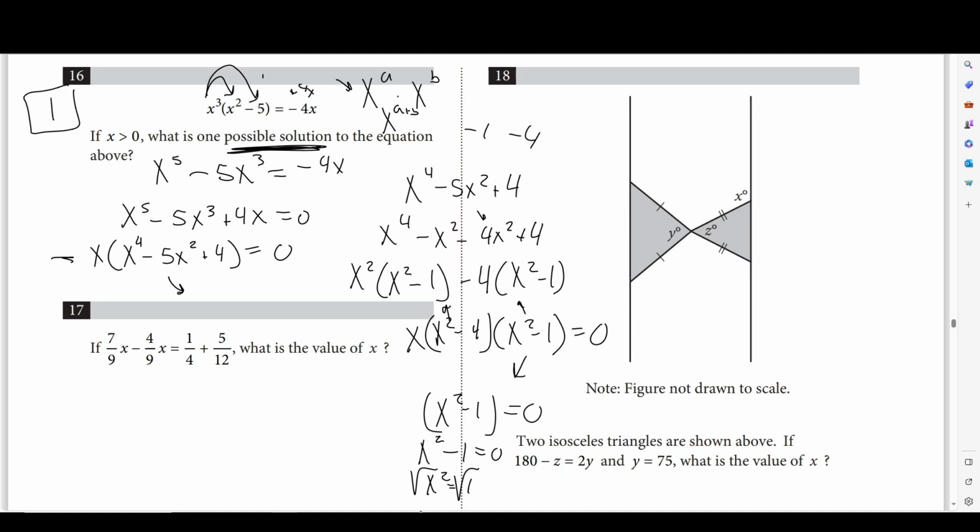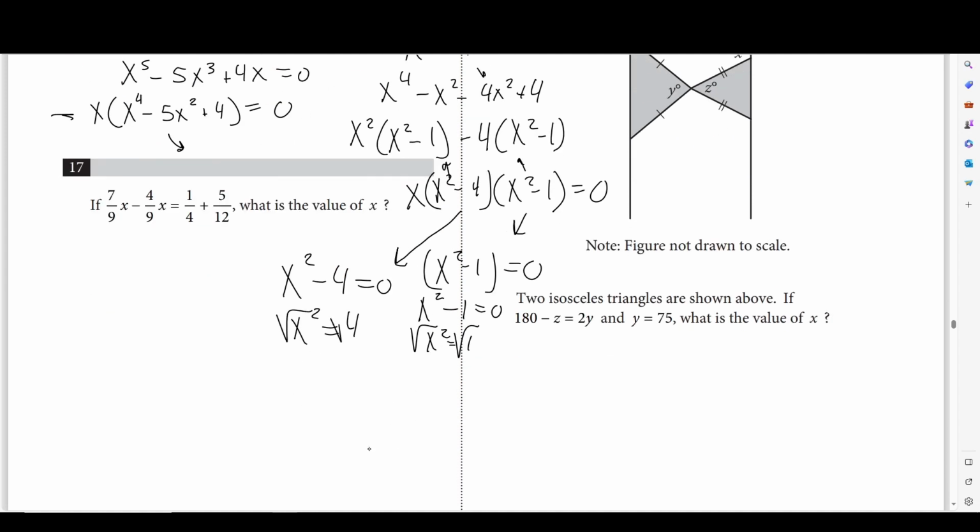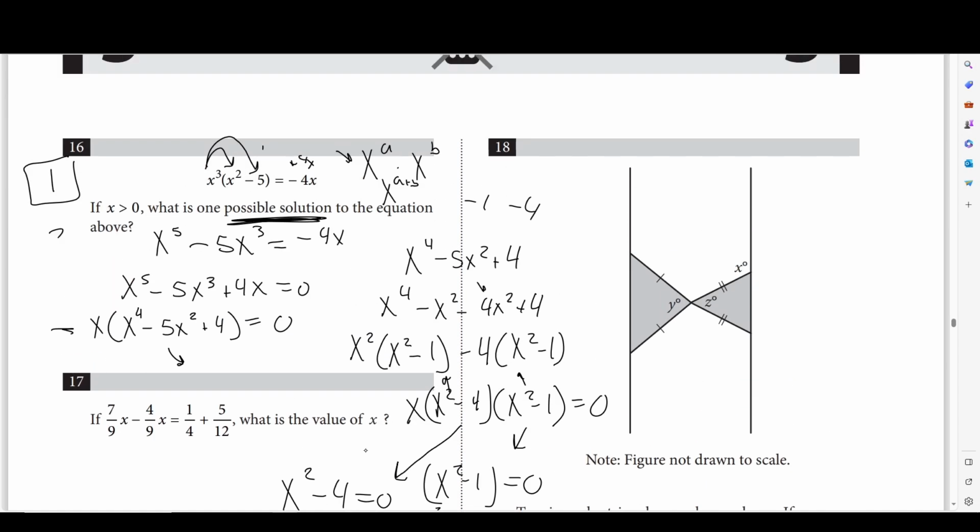But say you chose this part of the parentheses to solve for. Just simply set it equal to 0, right? So x squared minus 4 is equal to 0. Add 4 on both sides. X squared is equal to 4. Square root of both sides. Square root of 4 is 2, so x equals 2. So x can be 1 or x can be 2, right?